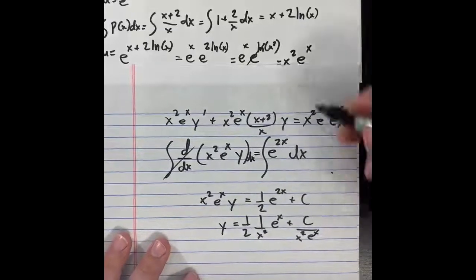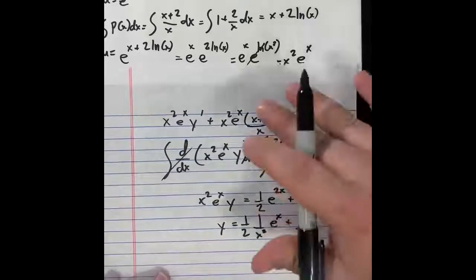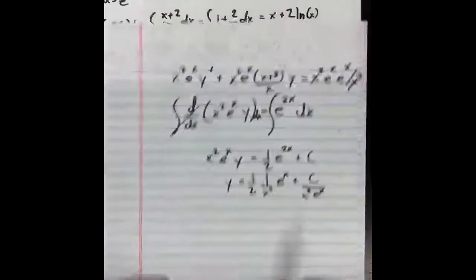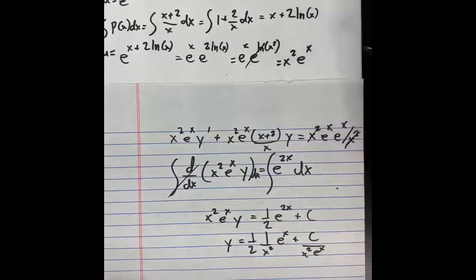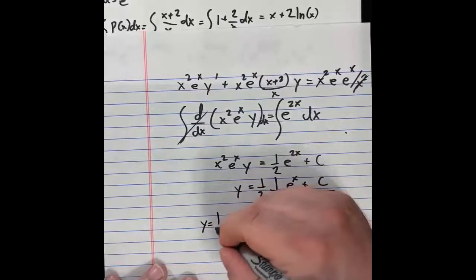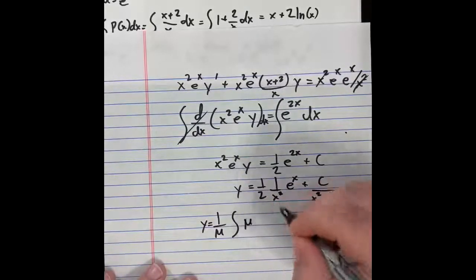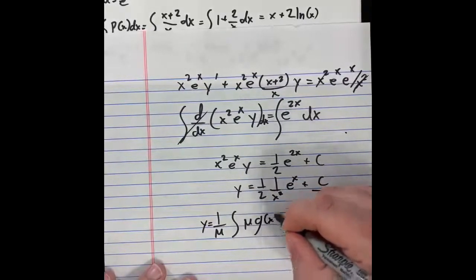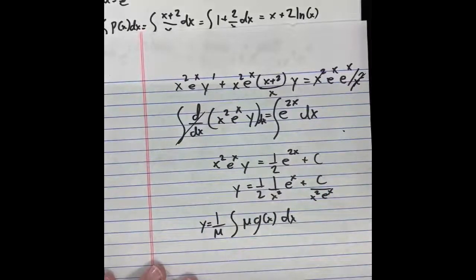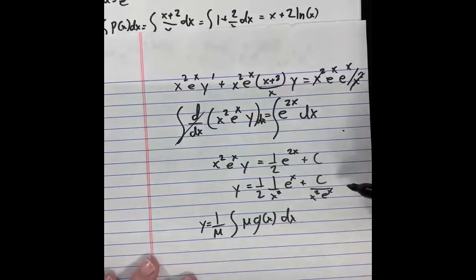Okay, so I did a few extra steps here. In practice, what you could do is just use this formula here. Once we find mu, x squared e to the x, we know right away that y is going to be 1 over mu times the antiderivative of mu times g of x, whatever was there before. So you could just find mu and plug it into this formula, find the antiderivative, simplify the dividing, and you'll pop out with the same answer.